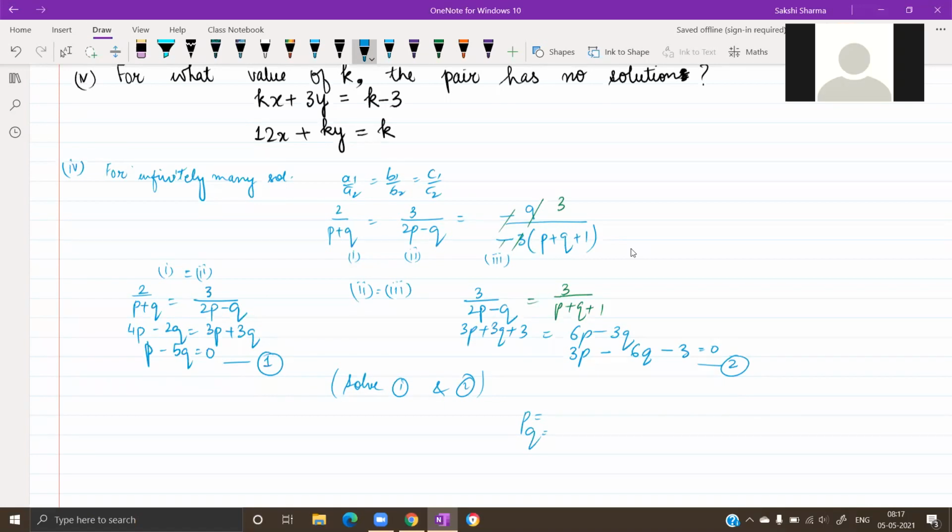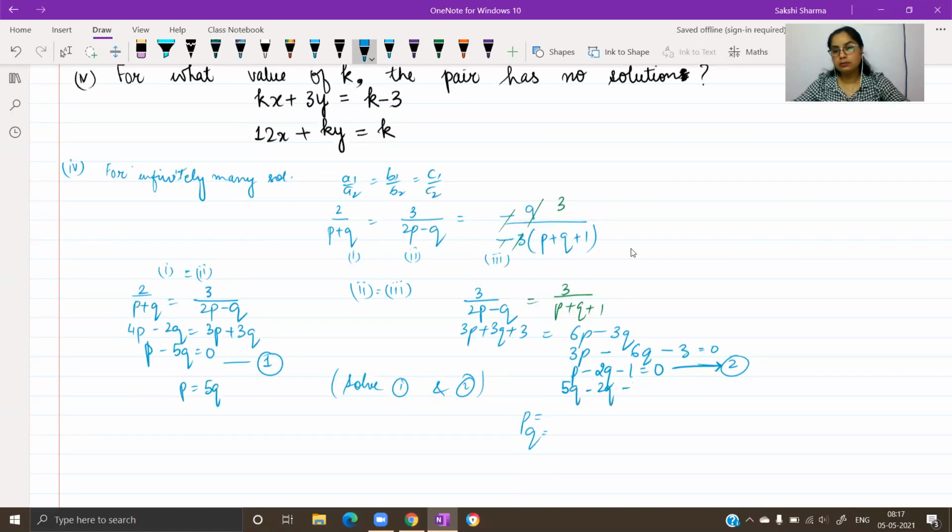We can take 3 common out of the second equation and further simplify it. Okay, let's go ahead and take 3 common. You get this as a simplified form. So let's take this as equation number 2. P can be used as 5Q. Q is 1 by 3. Q comes out to be 1 by 3 and P comes out to be 5/3.